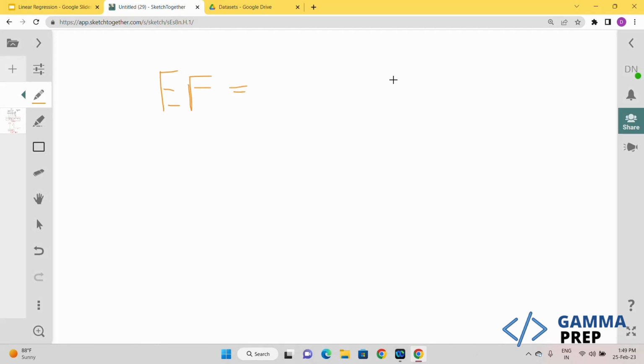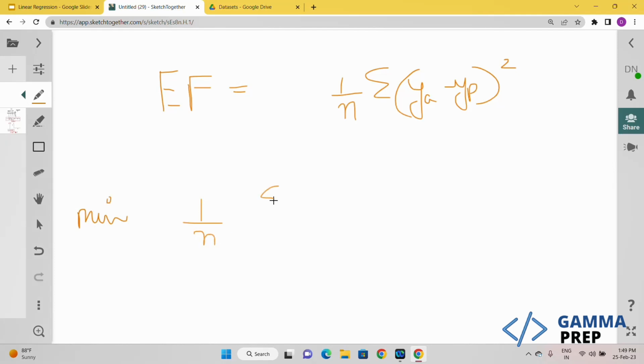The error function that we write is summation y actual minus y predicted, whole square. For the training points, we want to figure out summation y actual minus y predicted, whole square, and we want to minimize it. Let's put a 1 by n here also, because that's the constant, and we'll have mean square error. So this is the error function, or the cost function, that we have. We want to minimize 1 by n summation y actual minus y predicted, whole square.